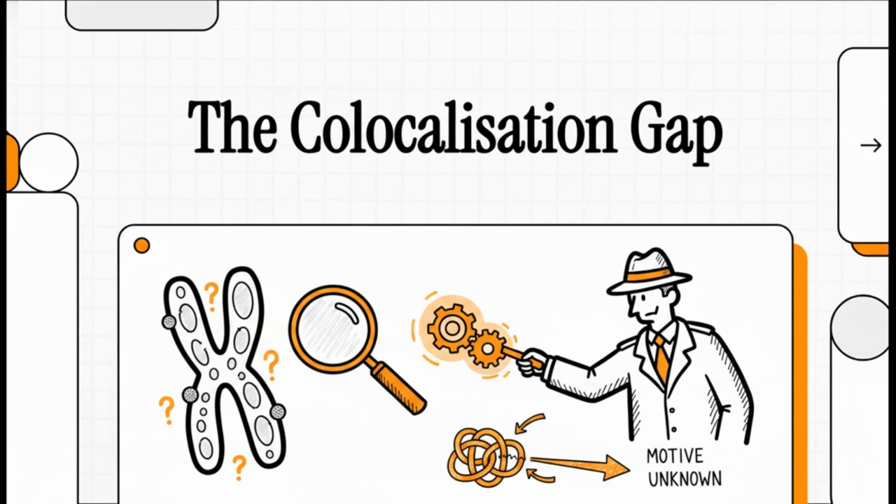So today, using an incredibly detailed large-scale evaluation from the journal PLOS Genetics, we're going to look at the tools researchers are using to actually crack this case. And we are going to demystify what scientists call the colocalisation gap.